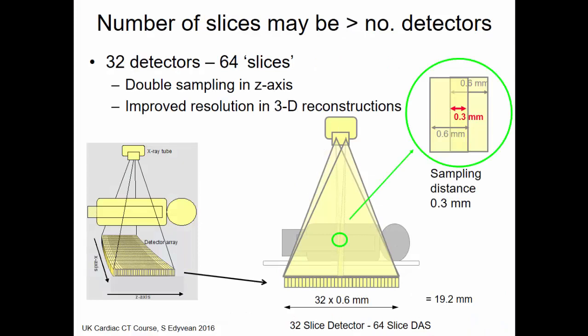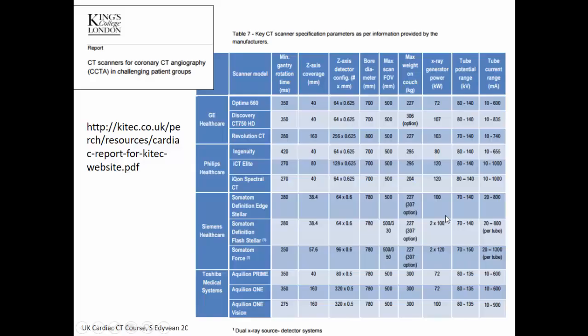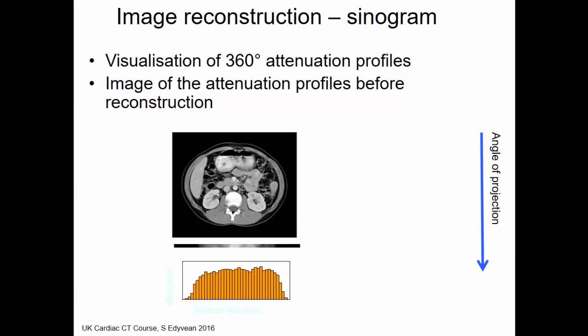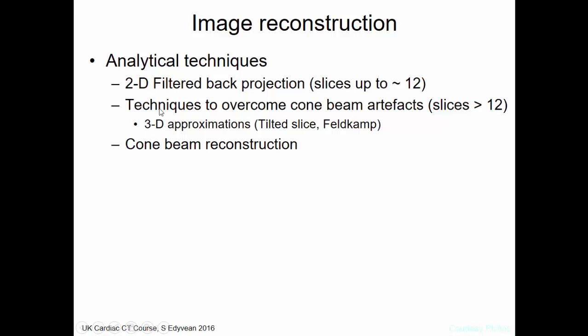Okay, so here, the projection back from this detector element to the focal spot is at an angle, and that creates problems when you're trying to reconstruct. So the longer the detectors, the more cone beam artifacts you're going to get, so special ways of reconstructing the images are required. And then you have to go to complete cone beam reconstruction.